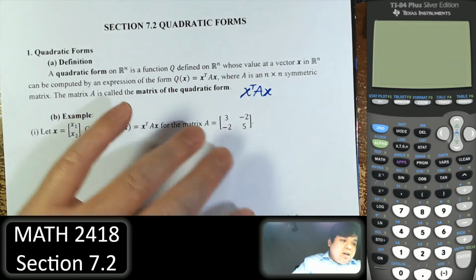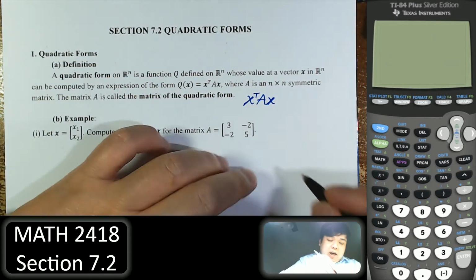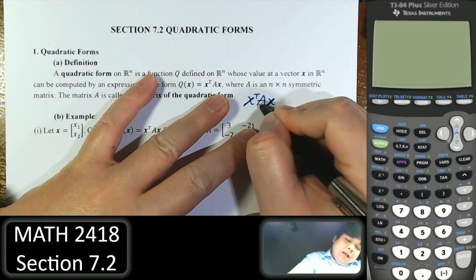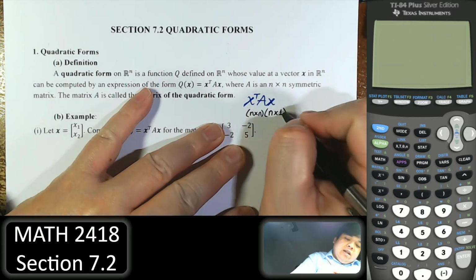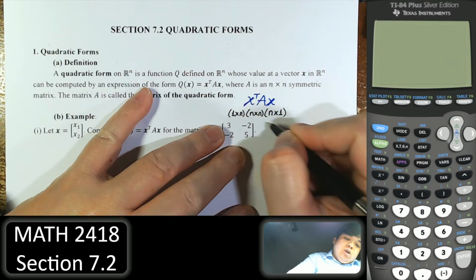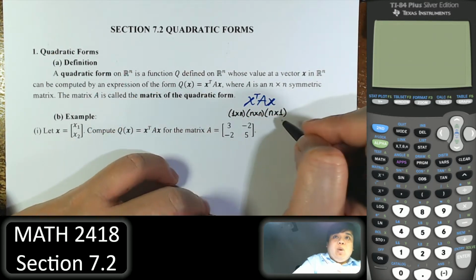So x is a vector in Rn, so it is a column, n by 1. A is an n by n matrix, and x is n by 1 but transposed, so that becomes 1 by n. So when we multiply all of this together, this is just going to be a 1 by 1, so it's just a number.